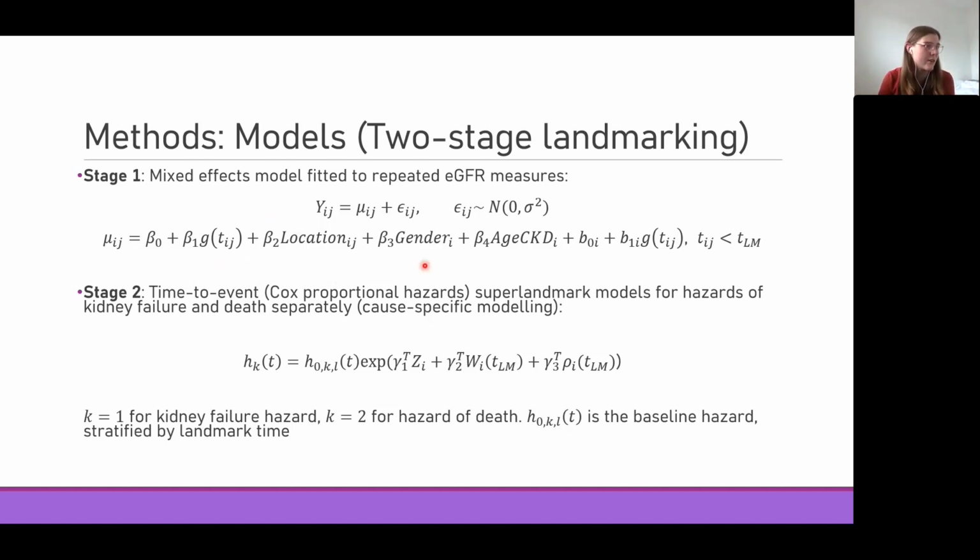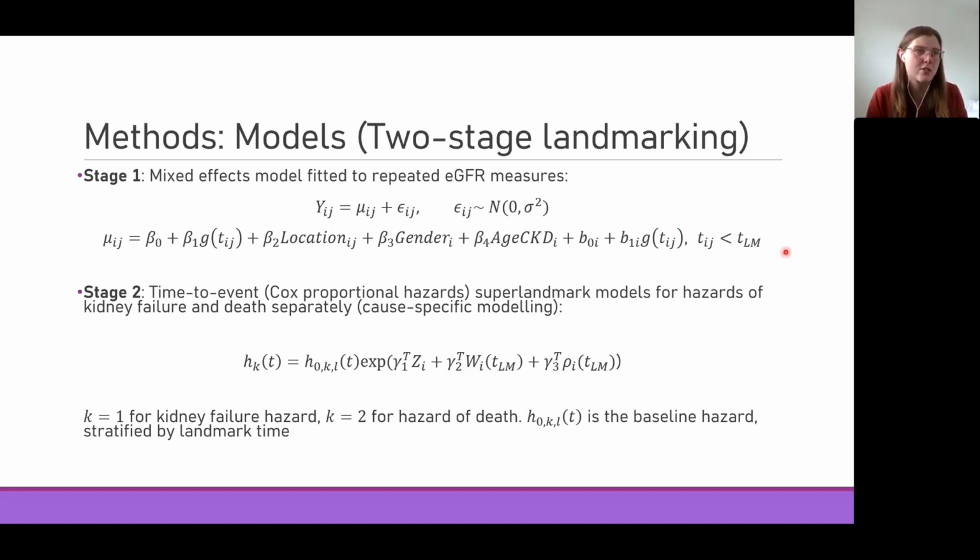We then have our time invariant predictors, gender and age. Location is also in there because we expect some difference in the eGFR values between primary and secondary care, so we wanted to capture that. We then have these random effects, which are random coefficients that should have been marked on here. We have a random intercept and a random time effect for each patient as well.